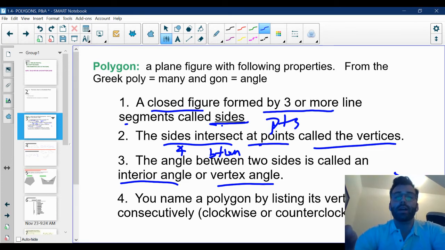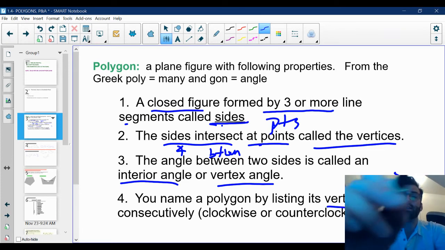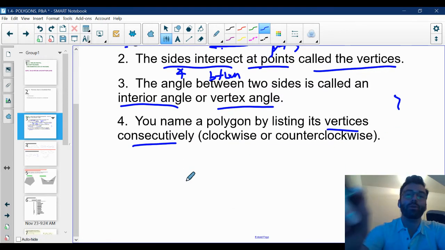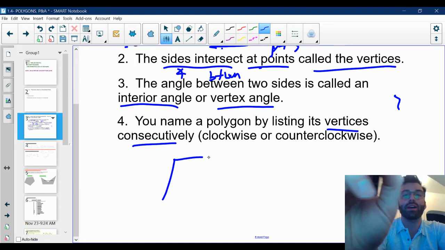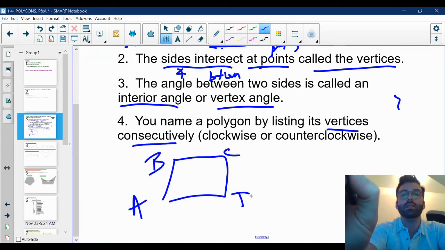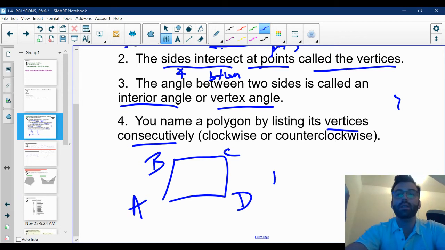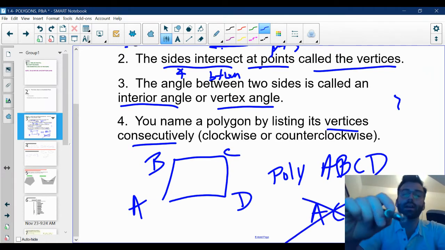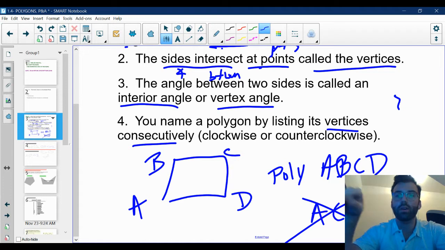You name a polygon by listing its vertices consecutively. So what I mean by that is if I have this polygon here, if I have A, B, C, D, I would say that's polygon ABCD. I cannot say that's polygon ACDB. That wouldn't make any sense. It has to go around in a circle one way or the other.